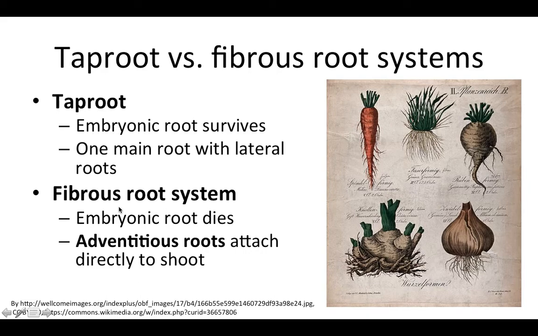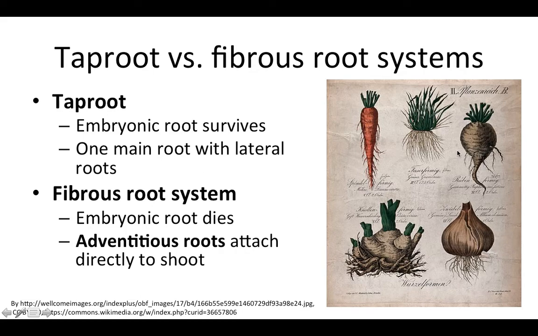In a fibrous root system, that initial embryonic root doesn't survive very long. Pretty quickly it dies. Once it dies, the plant needs some new roots, and so it grows them, not from its initial root system, but from the bases of its shoots. These roots are called adventitious roots. Adventitious roots are ones that do not grow from the original root system. Since there's no one central root, all of these adventitious roots are sort of co-equal and achieve a similar size. And so we get many roots that are all similar in size in the fibrous root system.